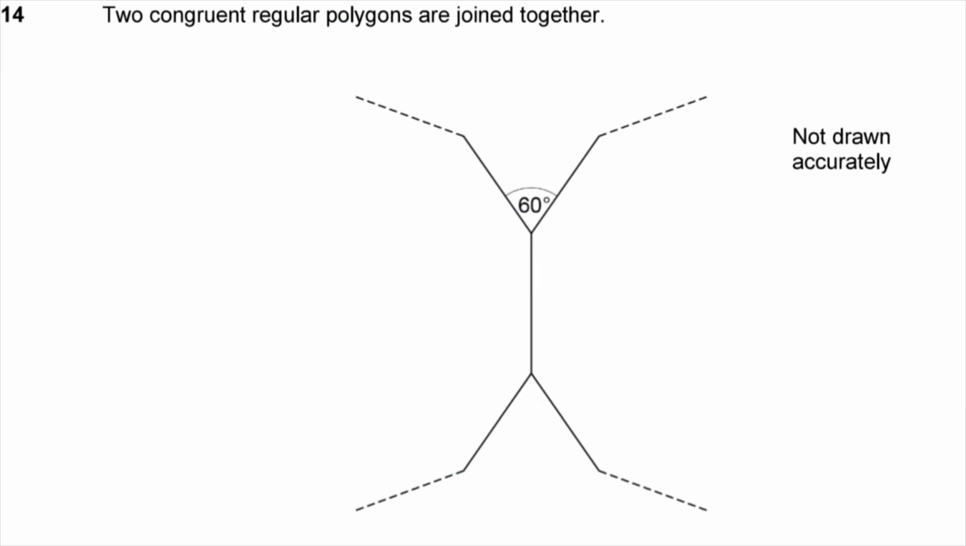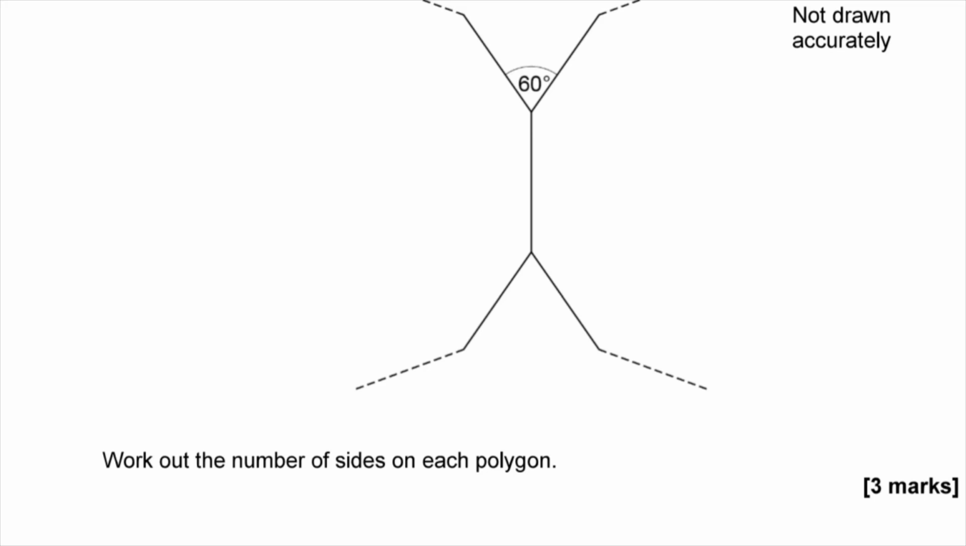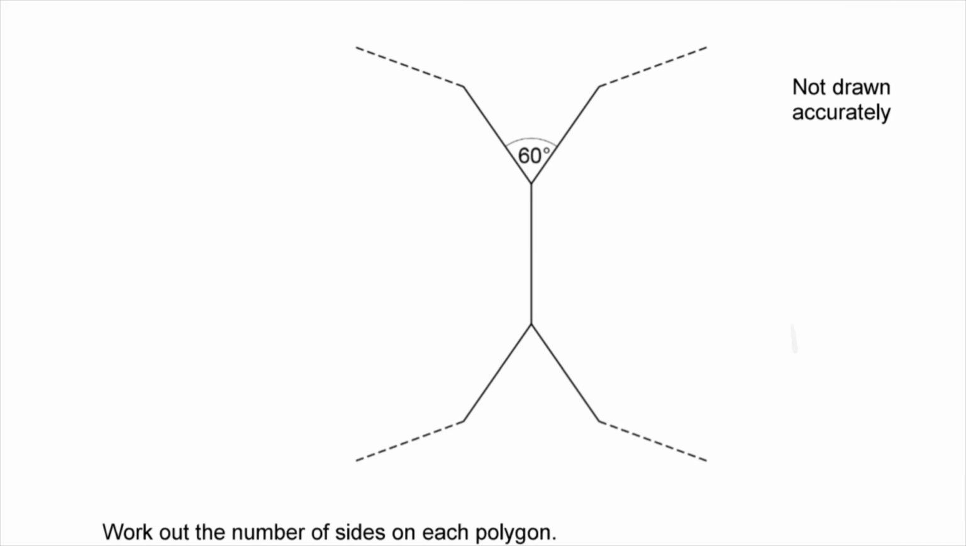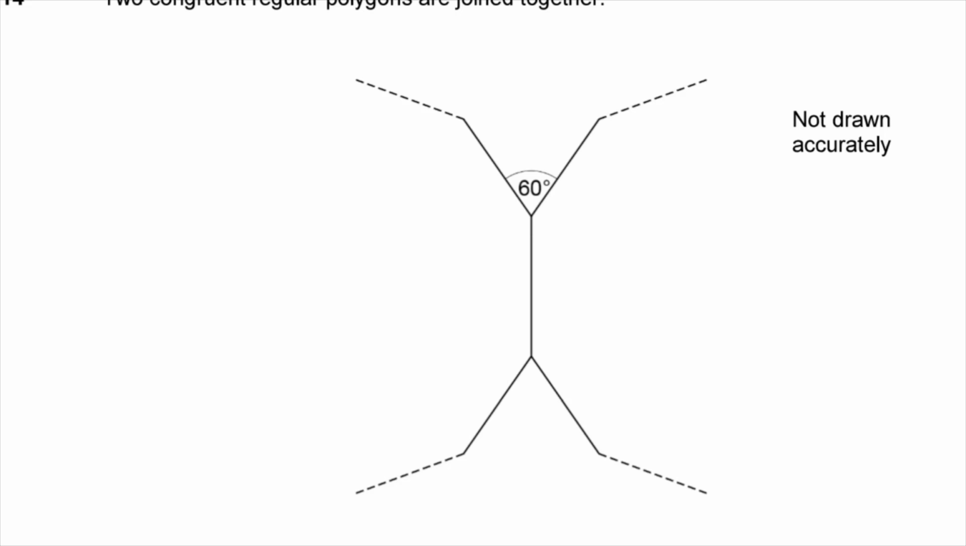Question 14. Two congruent regular polygons are joined together. We've got a picture of them here, and we need to work out the number of sides of each polygon. Okay. Now, if the angle between those two polygons is 60, and I draw another line in here, extend that line up a bit like that, then that angle there is going to be 30, and that angle there is going to be 30. Now this is the exterior angle, isn't it? The one I've just found in here. This is going to be the exterior angle, and I know it's 30 degrees.